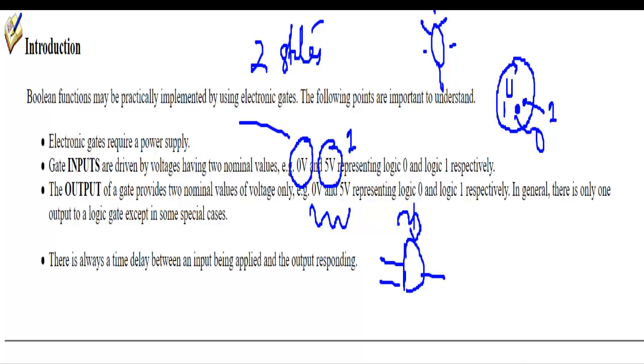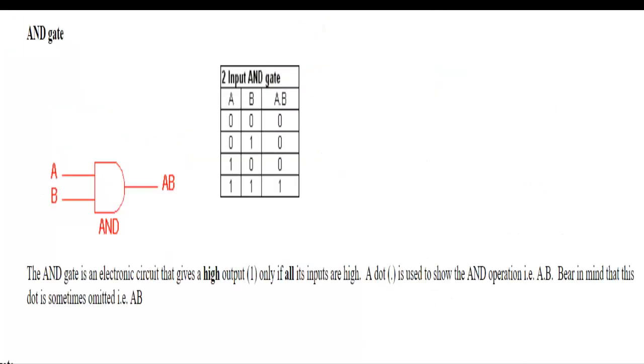Now the first gate, the easy gate, is the AND gate. The symbol is like this. In an AND gate, if both the inputs are 1, and only then, the output is 1. If one of the inputs is 0, the output is going to be 0. This is called a truth table. In the truth table, only if both inputs are 1 will we have the output 1.